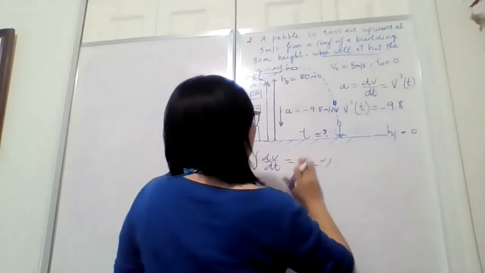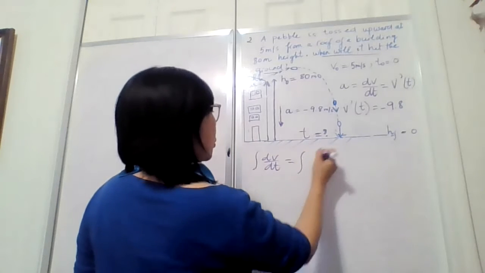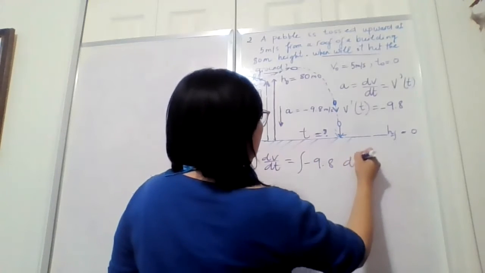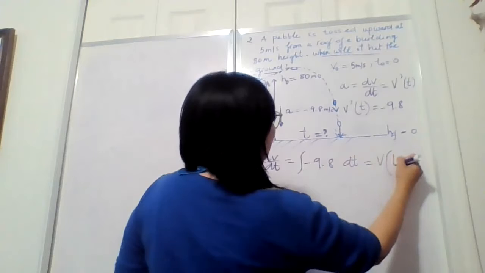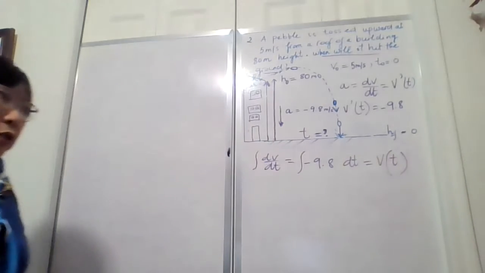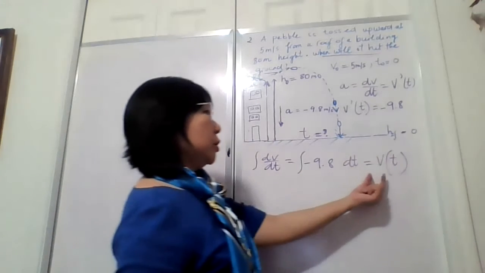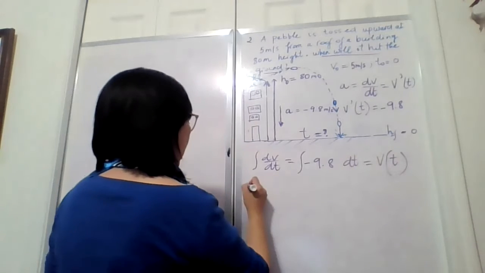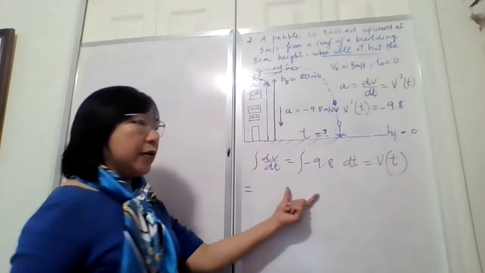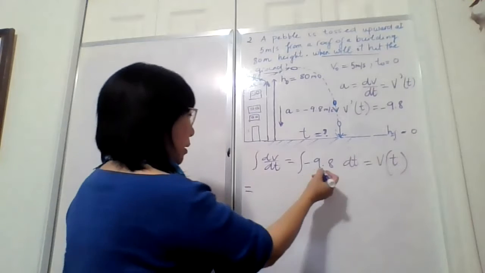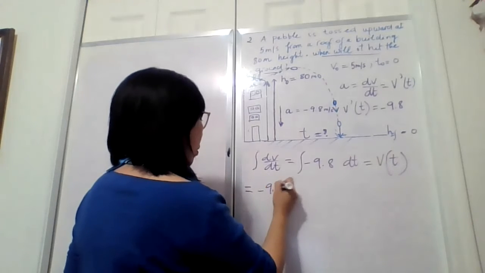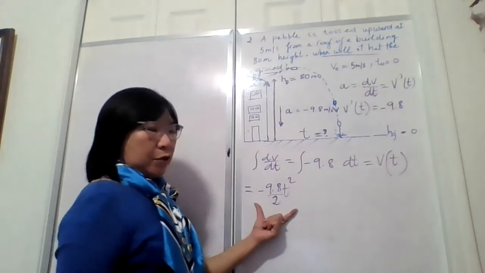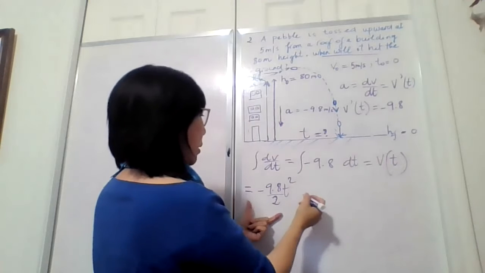And this value for integration is minus 9.8 dt, and that equals the velocity function, V of t, the velocity of the pipette with respect to time. So let's integrate that. This process we call an antiderivative, which is minus 9.8 divided by 2 t squared. Everybody knows about this, right? That's how we integrate it.